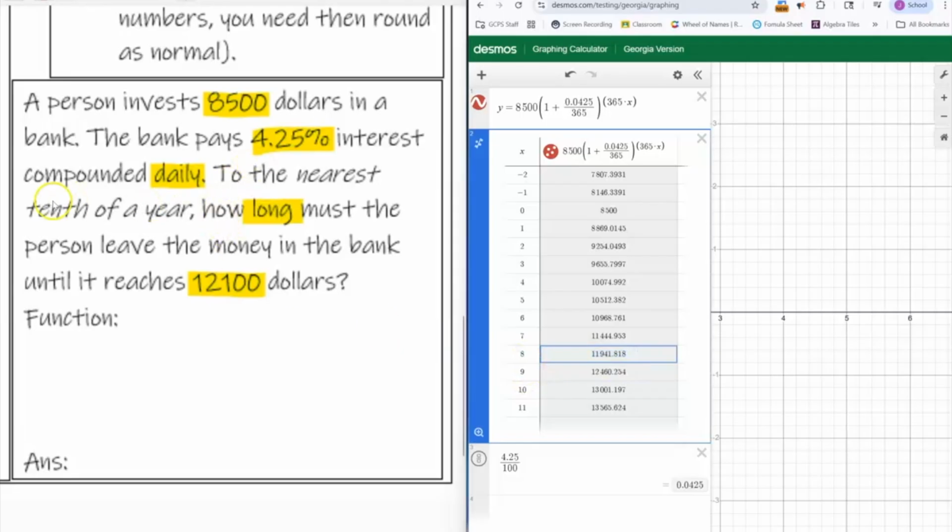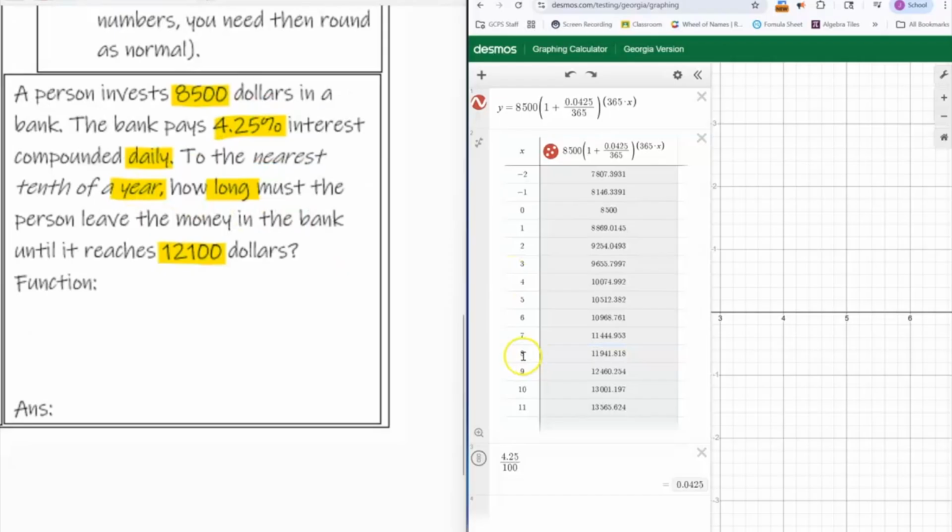And what is this? It says tenth of a year. So this is to the nearest tenth. I can't just guess some number between 8 and 9, because I can have 8.5 years or 8.3 years or 8.2 years and so forth. So I can't just guess it.